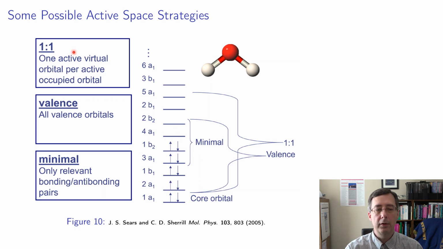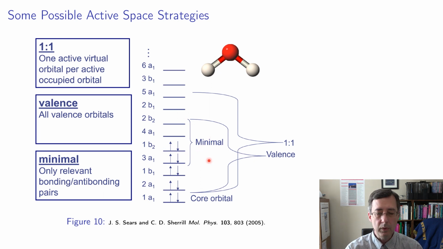I could pick what's called a 1-to-1 choice. That says pick 1 active virtual unoccupied orbital for every active occupied orbital. And if I pick the valence orbitals as active occupied, then I pick a similar number of active unoccupied, and I'll keep the symmetries if I have symmetry. So here I've got an A1, another A1, so two A1s, a B1 and a B2. So my one-to-one space would add a virtual A1, a virtual B2, a virtual B1, and another virtual A1. So I have 4 active occupieds, 4 active virtuals, and they have the same number of symmetry irreps as each other.